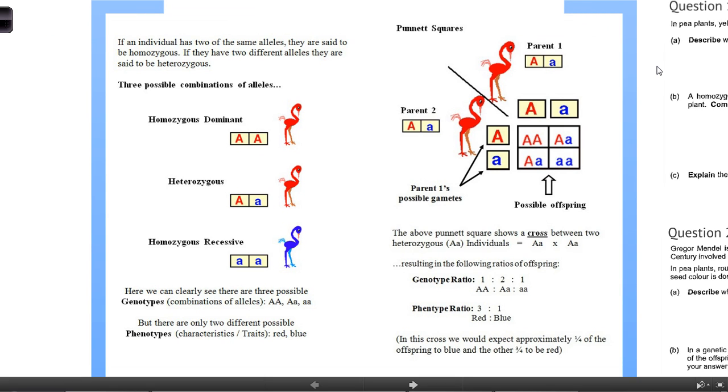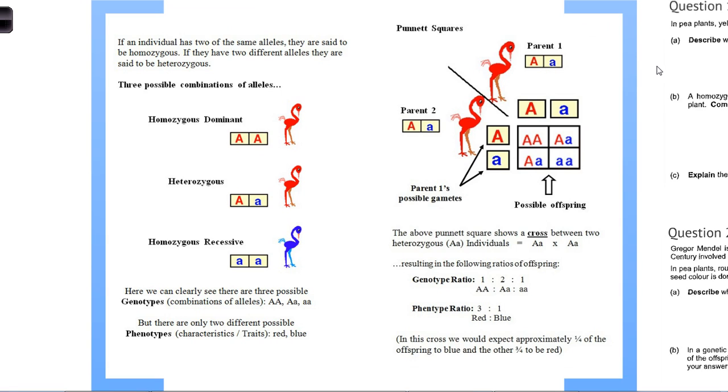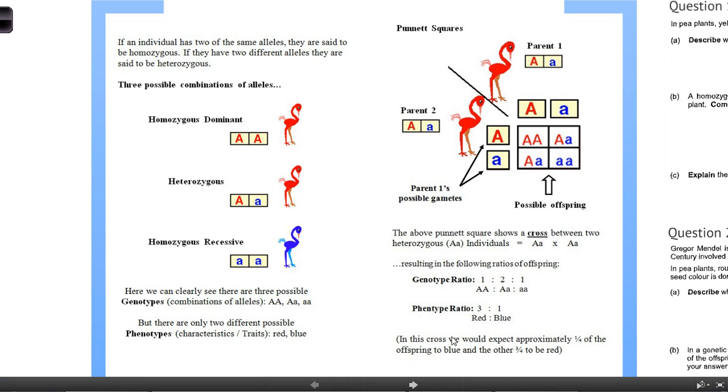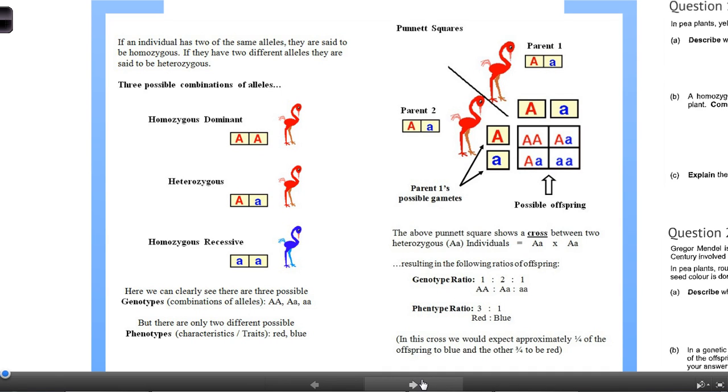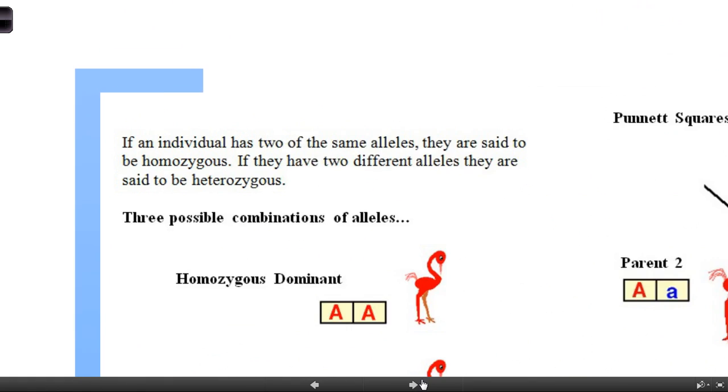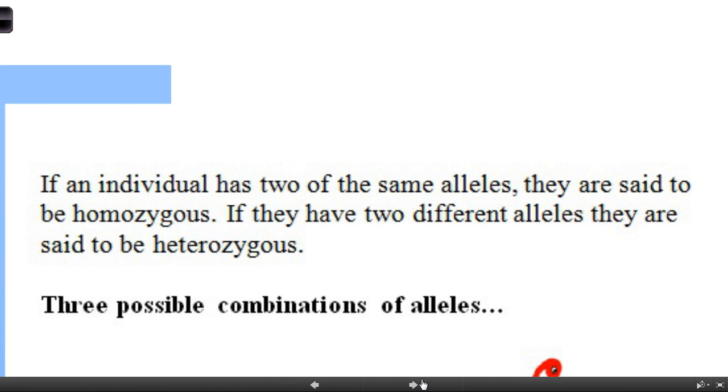Okay, in this tutorial I'm going to talk to you a little bit more about alleles again, and then teach you how to do a Punnett square, and we'll actually go through a couple of example questions. So, if an individual has two of the same alleles, they're said to be homozygous, and if they are different alleles, they're said to be heterozygous.